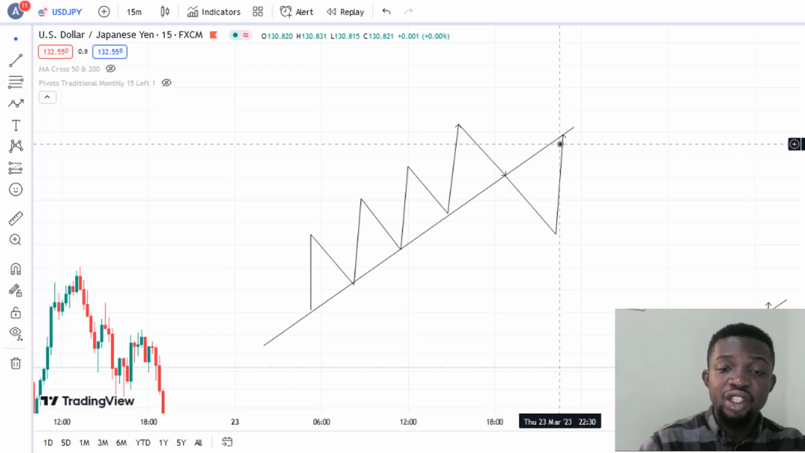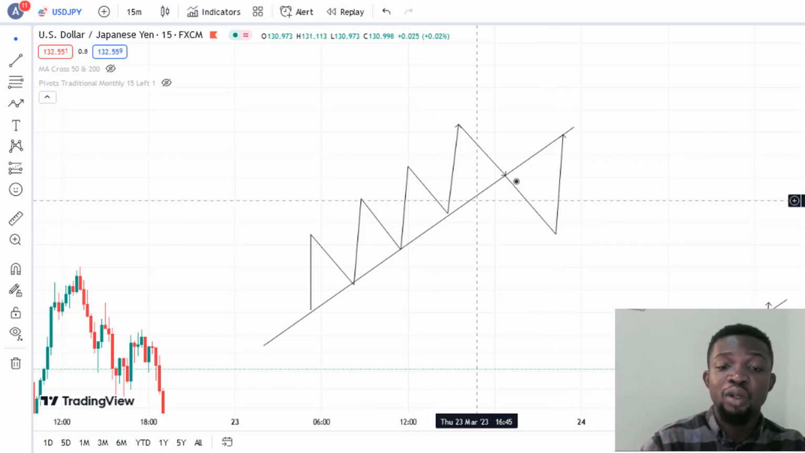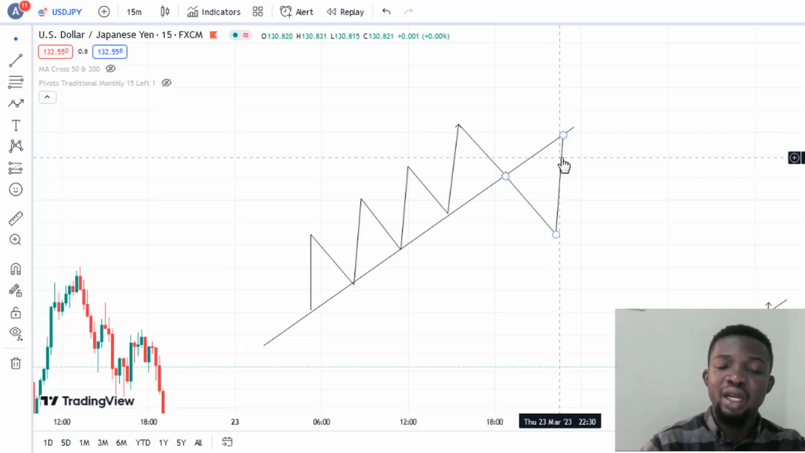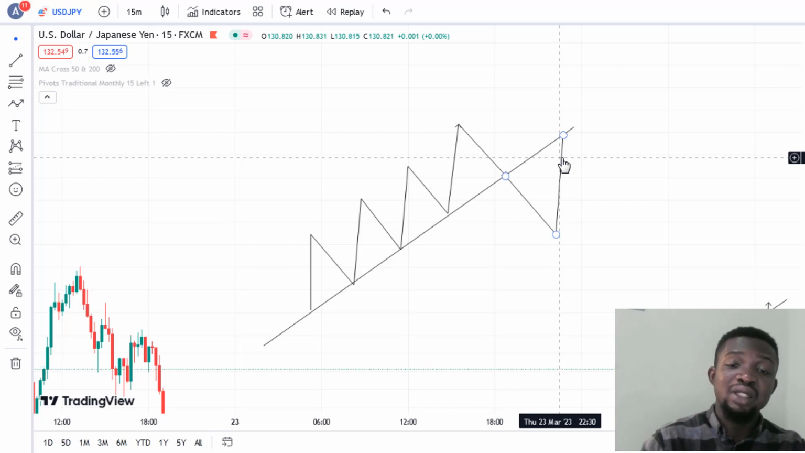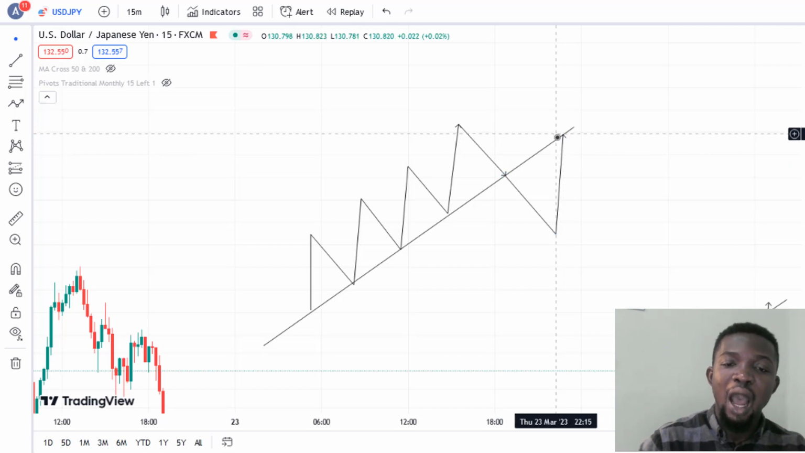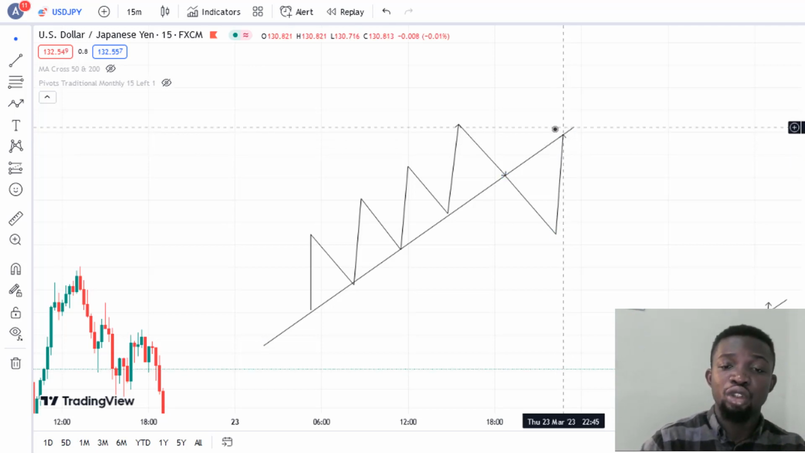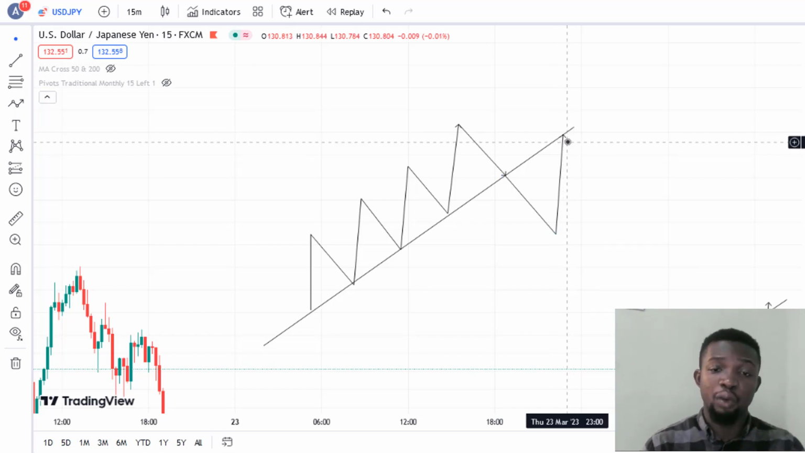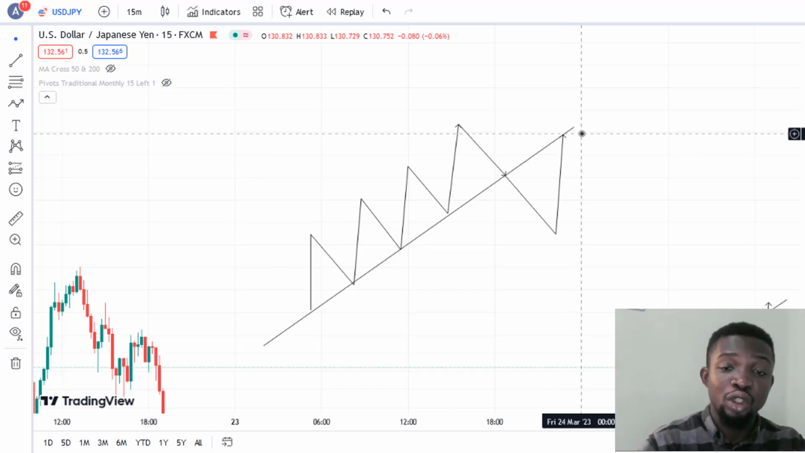We wait for a breakout of this uptrend market, giving us a retest on the trend line. We must wait for a bearish candlestick formation, maybe a bearish engulfing, an evening star, a tweezer top. We must definitely wait for a candlestick formation around price touching this trend line. So once we have the bearish candlestick formation, that is when we can start selling, then place our stop loss and place our take profit.